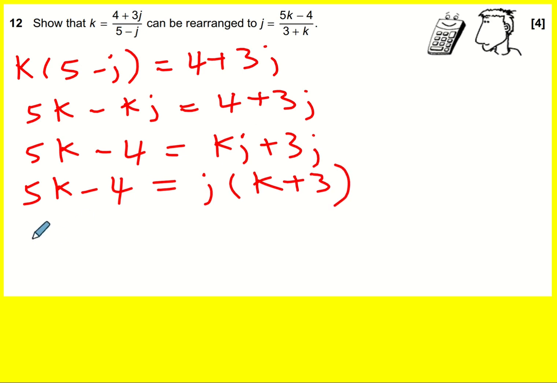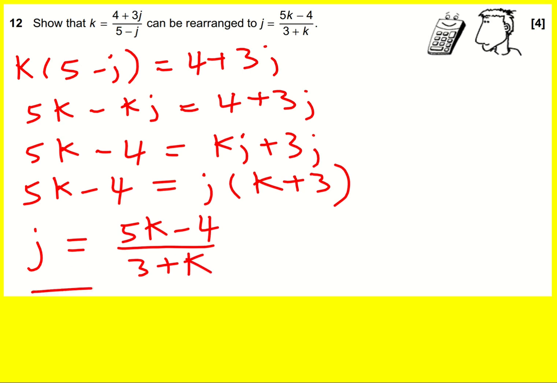I can rearrange this to j equals 5k minus 4, and divide both sides by k plus 3. I'm just going to switch it around to 3 plus k. No harm in that. And I've got to the answer. I know I'm correct. That's how to deal with these questions when you get something up in the numerator and the denominator. Get rid of that fraction, manipulate it. You're going to have to do some factorization later on. So I've got the j's on one side, and then I've just done this extra step at the end.